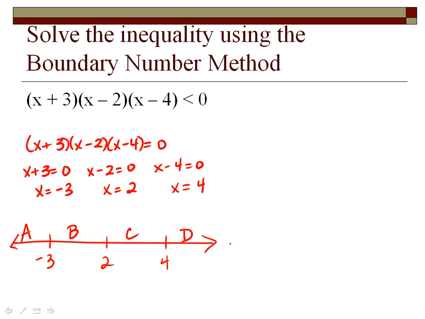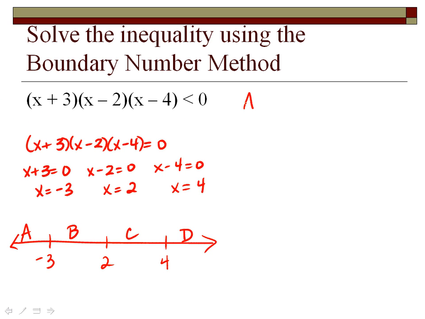So again, let's reiterate what we're trying to do. We're trying to find the values of x that make this expression, x plus 3 times x minus 2 times x minus 4, less than 0. So what values of x do we plug in and make that inequality true?